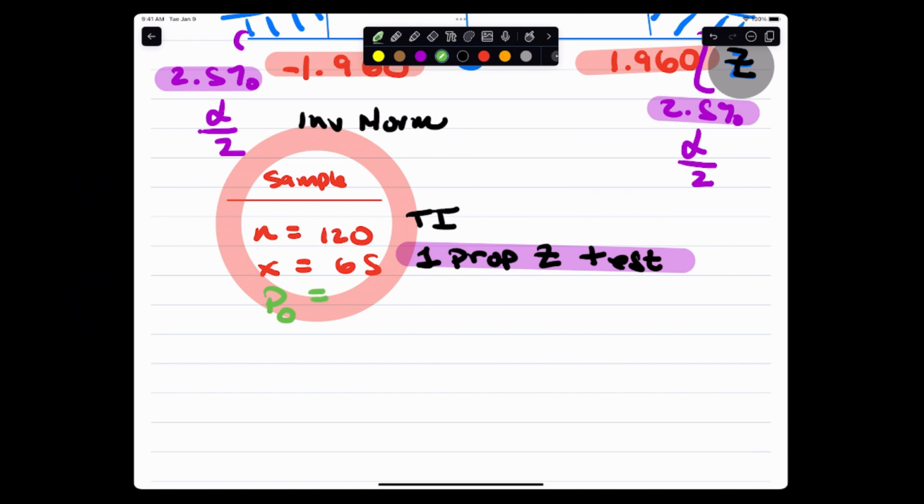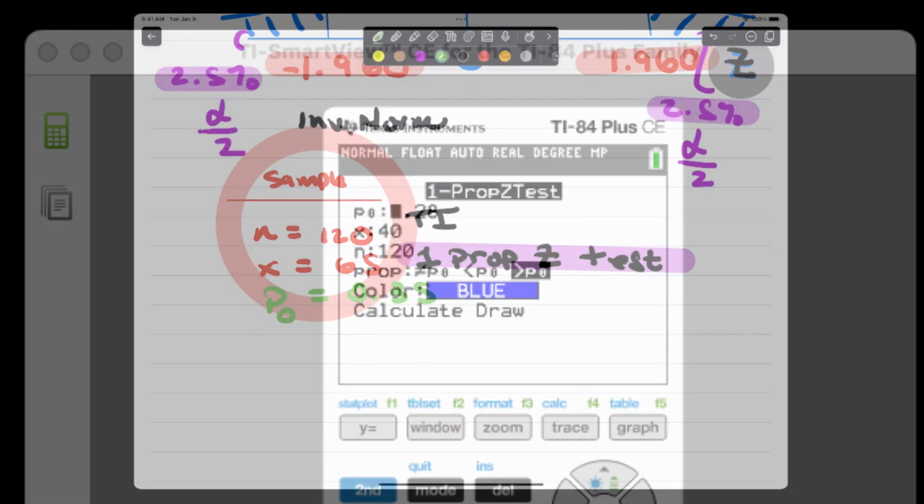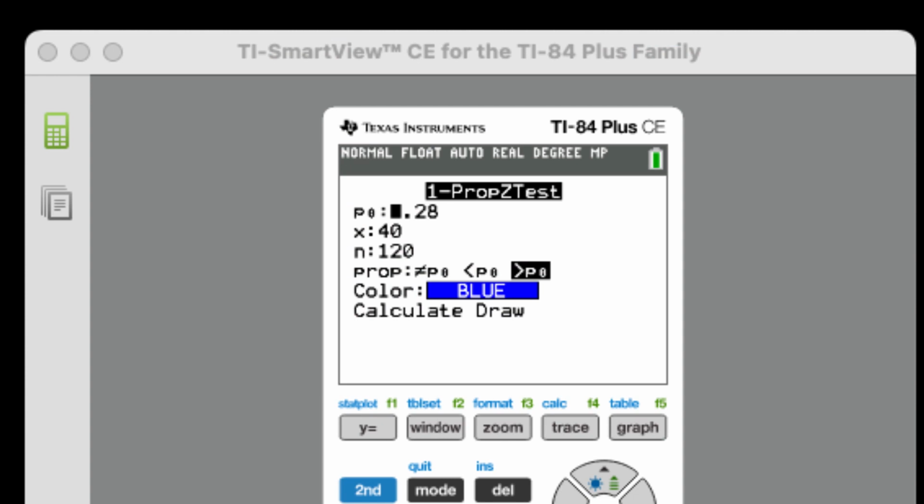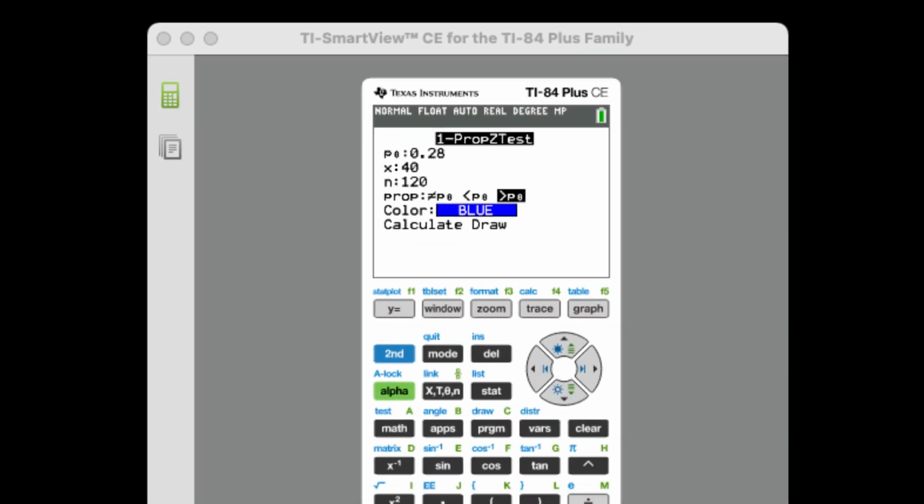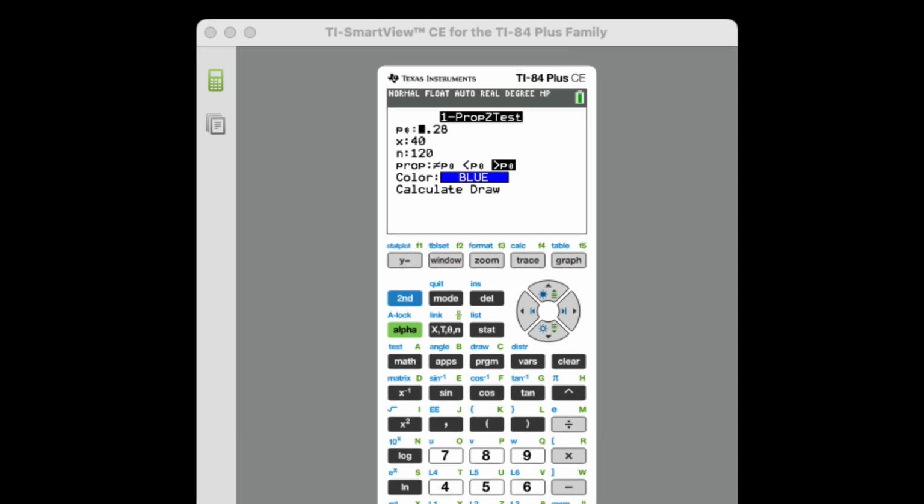P naught equals what? 0.35, because that's 35%. So I write it down, ladies and gentlemen, because I'm going to have to enter that in the P naught field, 35%. You guys okay? So we're going to put 0.35 there. Now, what's the number of successes here? 65. What's the sample size? 120. Good. Is this a two-tailed test?